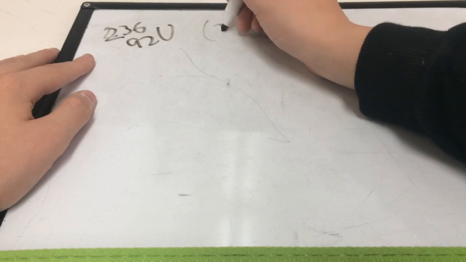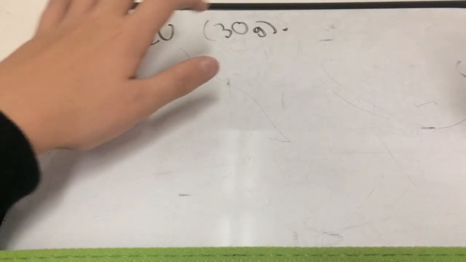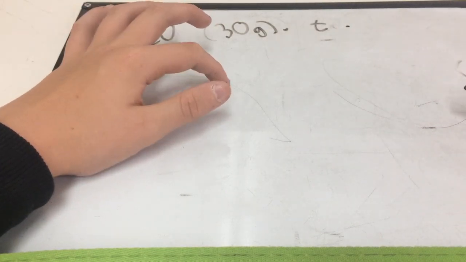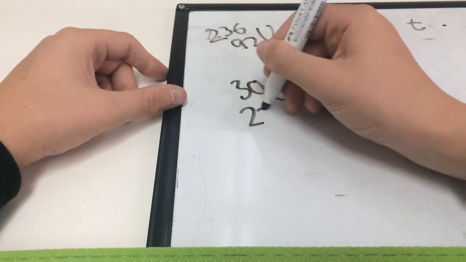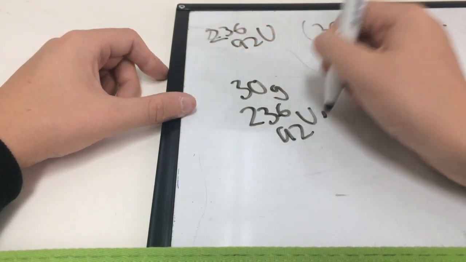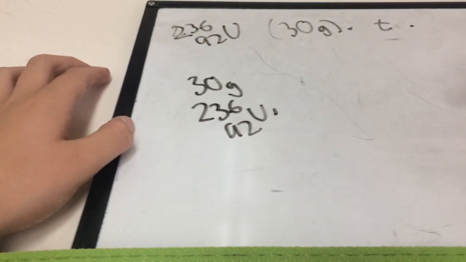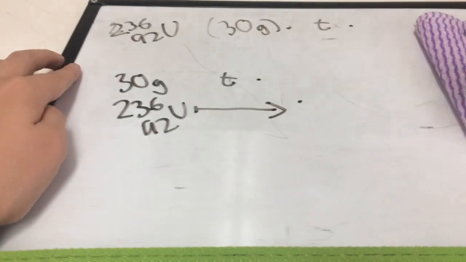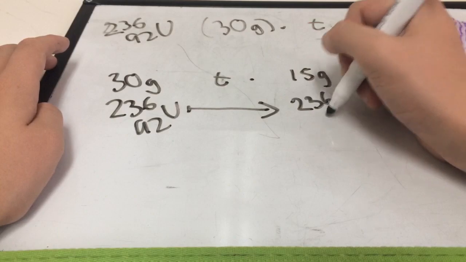But anyway, half-life is also a physics term that means how long it takes for, let's say, 30 grams of this uranium. Once it reaches a certain time, half of it will be gone. So what I'm essentially saying is we've got 30 grams of uranium-236. This, by the way, does go through alpha, I believe. I don't know. So basically, after it reaches a certain time, 30 grams will become 15 grams.